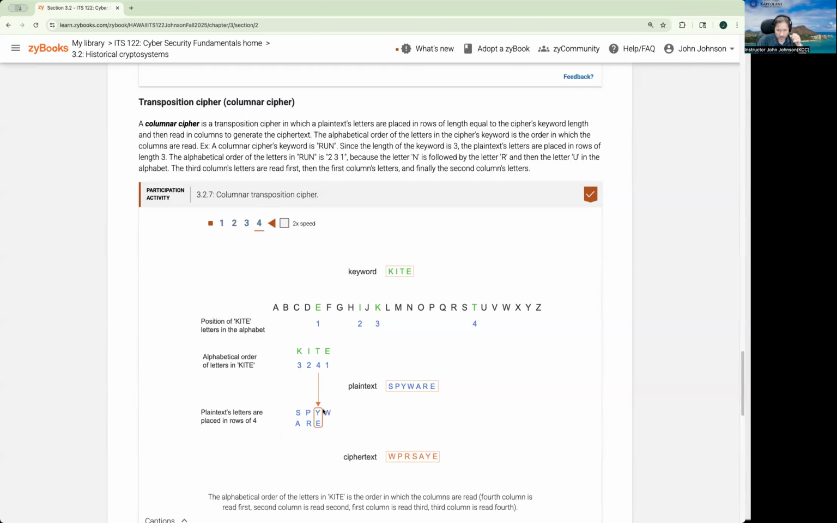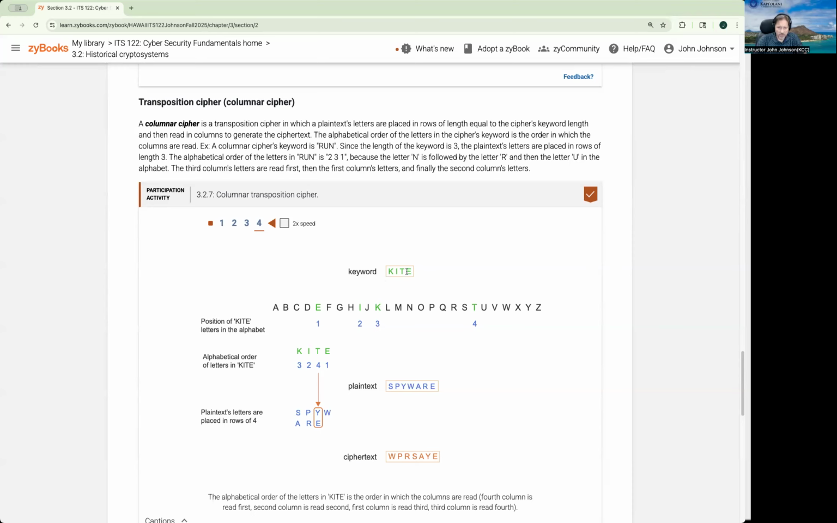Then we're going to take the next one, which is 2, the second column. So we get PR. So we take those two. And then the third is the one that corresponds to the K. That's going to be SA. So we get the SA there. And then we hit the fourth one, which is the YE. So that's how you get the ciphertext. So this is rather tricky. You need to sit down and look at it.